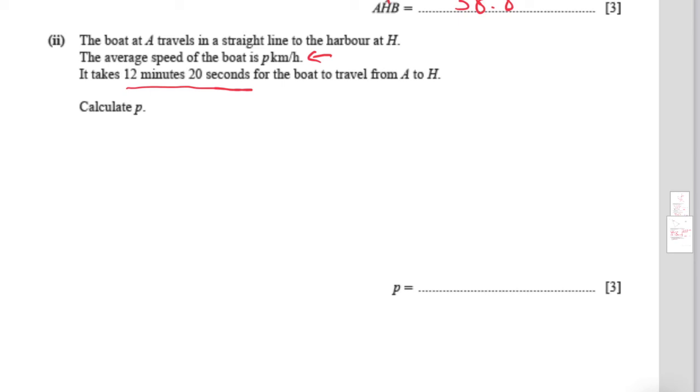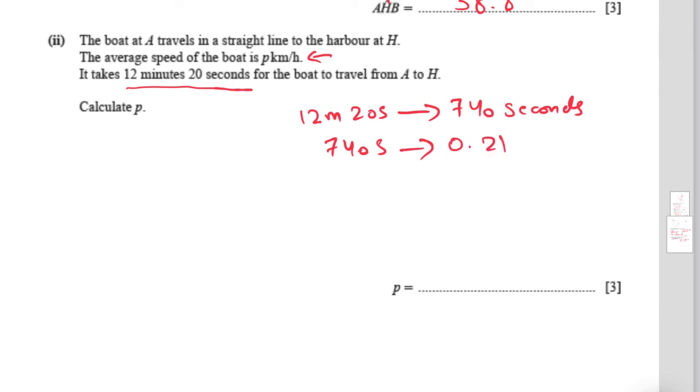So in seconds, let's see how much this is. 12 minutes and 20 seconds. If you convert this into seconds, this would give you 740 seconds. Now, if you convert 740 seconds to hours, 740 divided by 60 and another 60, so you get 0.21 hours.